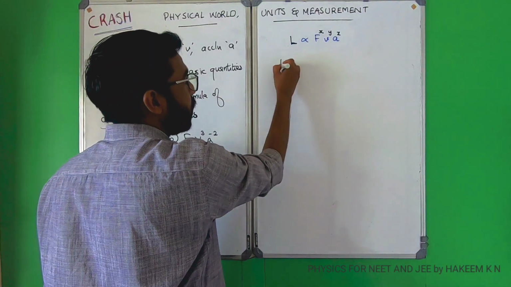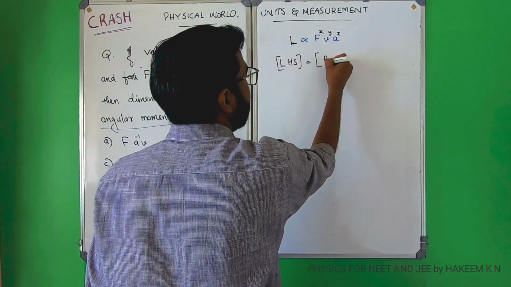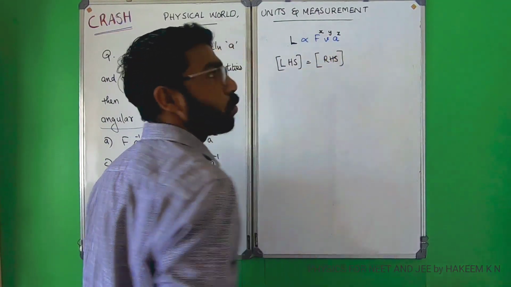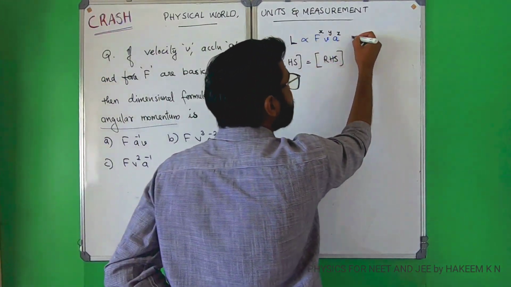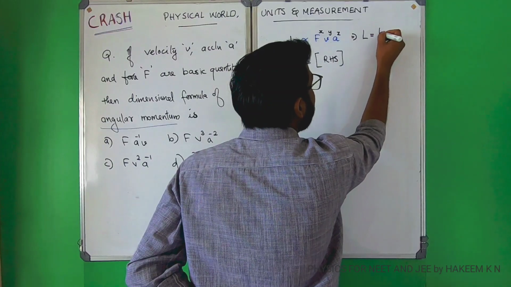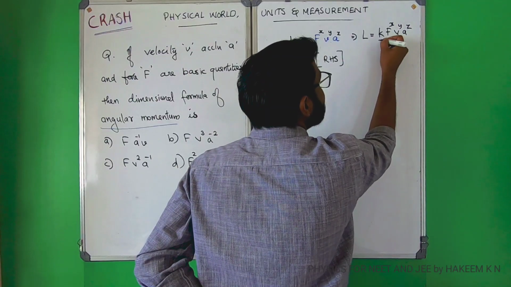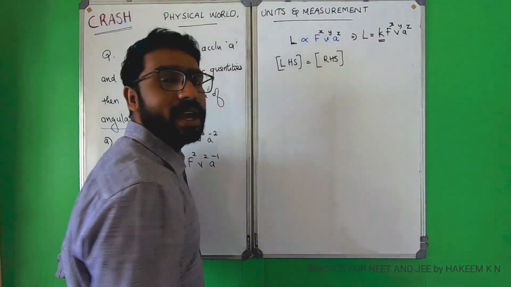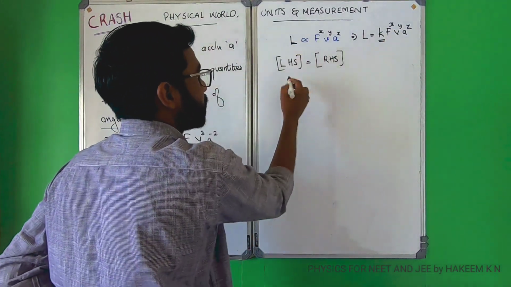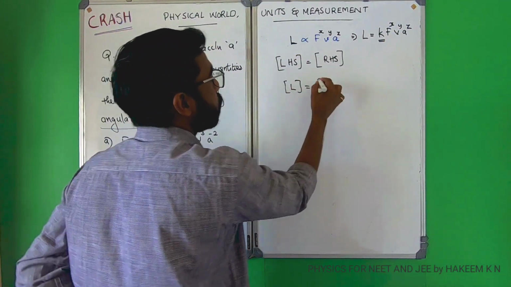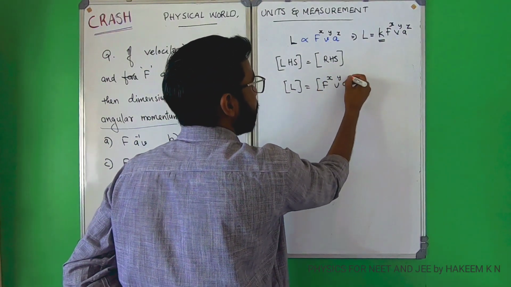Now we are taking the dimension of LHS. Dimension of LHS should be equal to dimension of RHS according to the principle of homogeneity. We can write L equal to a constant into F^x v^y a^z. Here this k is a dimensionless constant, so no need of taking this k. Dimension of angular momentum should be equal to dimension of RHS, that is F^x v^y a^z.